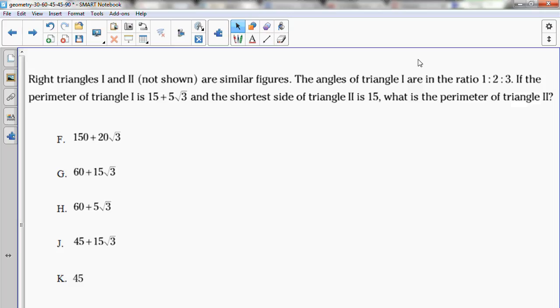Okay. 30, 60, 90 triangle. Now, that would have been a lot better if it had just told me it was a 30, 60, 90 triangle. Okay. Now, if the perimeter of triangle 1 is 15 plus 5 square roots of 3, and the shortest side of triangle 2 is 15, what is the perimeter of triangle 2? Well, crap, I don't know. All right, let's draw it and figure it out. Okay, so draw your 30, 60, 90.